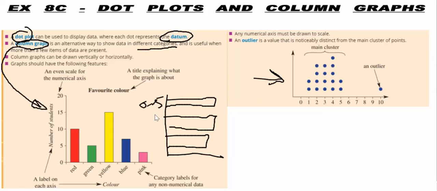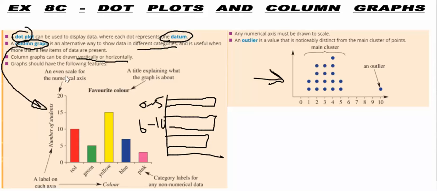Again, that's not really drawing very well. And this one might be 6 to 10, and so on. Okay, so it can also represent data that way as well. It's useful when more than a few items of data are present, like in this case where you've got different colours and showing the different colours. Column graphs can be drawn, as I just said, vertically or horizontally.